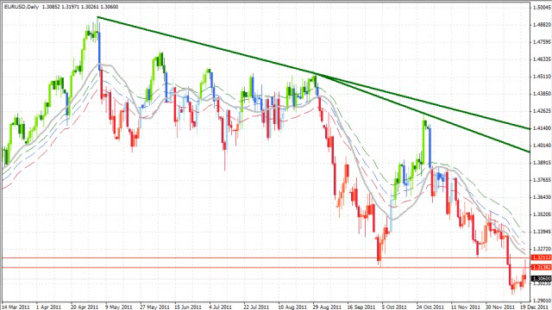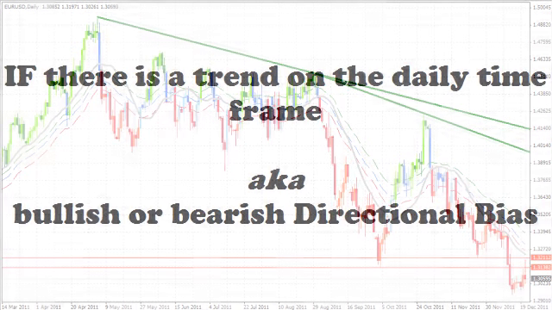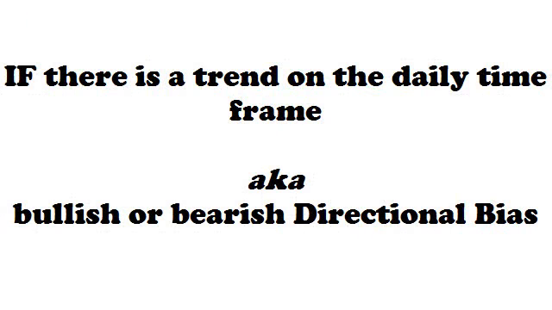So what's the rule of thumb? If there is a trend on the daily time frame, what I want to do is make sure that on longer term time frames, 60, 240, and of course the daily, I follow that trend.